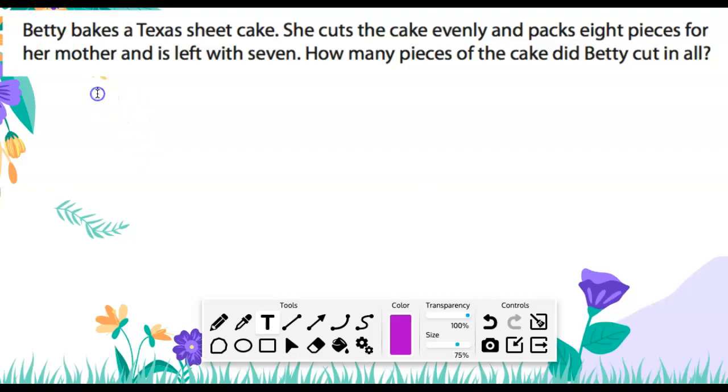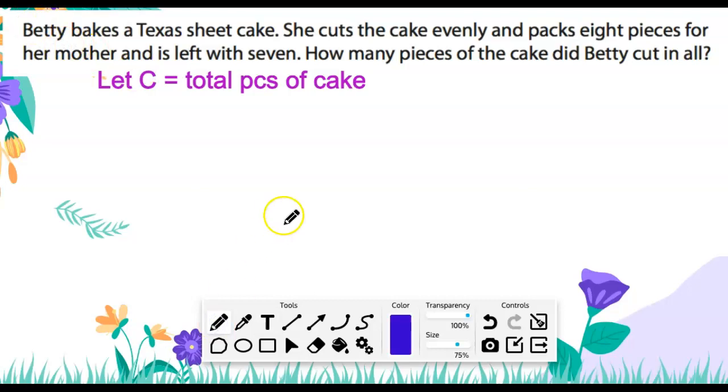So with that, we could start with the let statement. Our let is going to be: how many pieces of cake did Betty cut in all? So I could say let C equal the total pieces of cake. We could say that. You could even say let B, let X, let Y, whatever it is, but let C is okay. Alright?